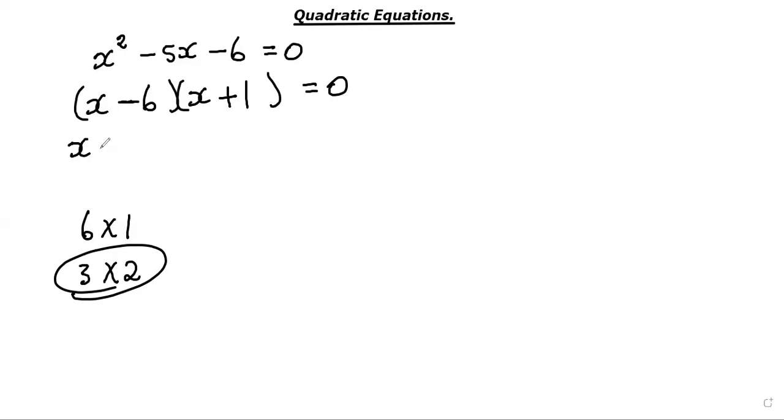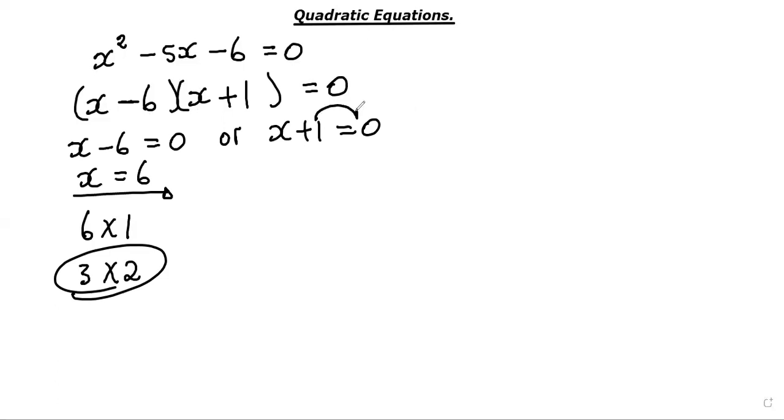So you say x minus 6 equals 0 or x plus 1 equals 0. Then from this point, you transpose your 6 to the right. So then your x equals 6. And in this case, you transpose 1 to the right, so it becomes negative. It means x equals -1. And then you are happy in this case.